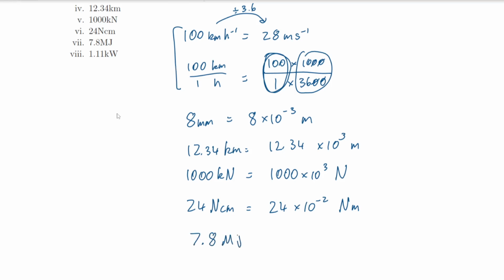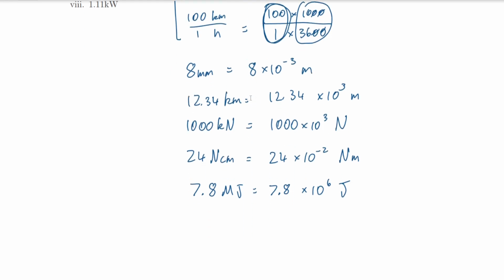7.8 megajoules. I do love saying megajoules. Mega means million, so it's 7.8 million joules. And lastly, 1.11 kilowatts. Again, kilo is 1,000, so it's 1.11 times 1,000 watts.